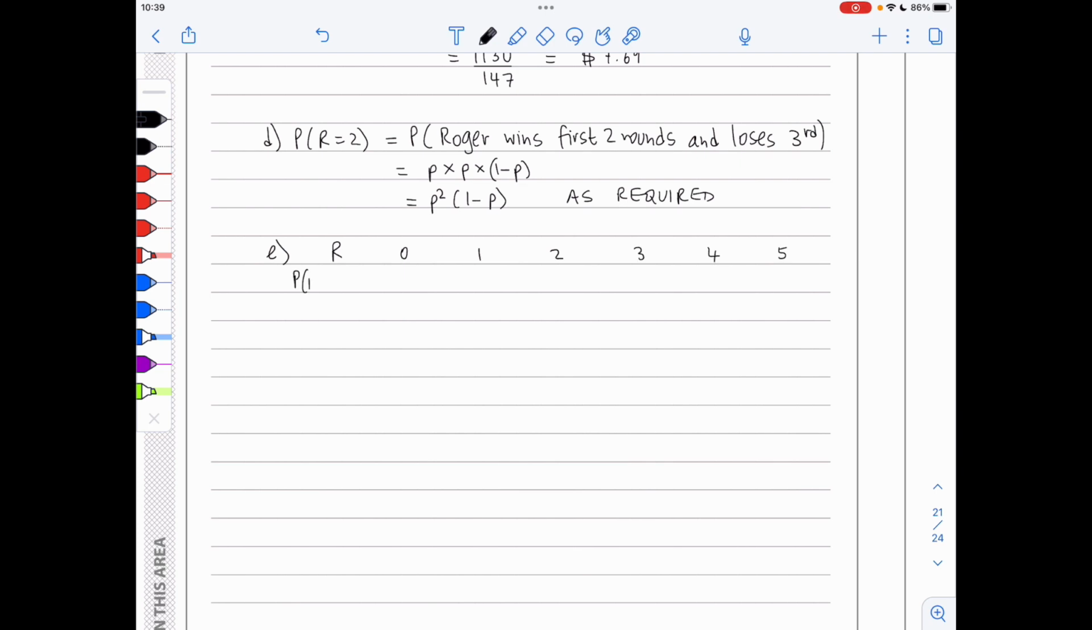And the associated probabilities would be 1 minus p for 0, because that means that they lost the first round. For r being 1, it means they won the first and they lost the second. Then they won the first 2 and lost the third, and moving on like this, we can fill in the table up to the final value for r, which is 5, which means that they won all 5 of them, and that's the end of the tournament.